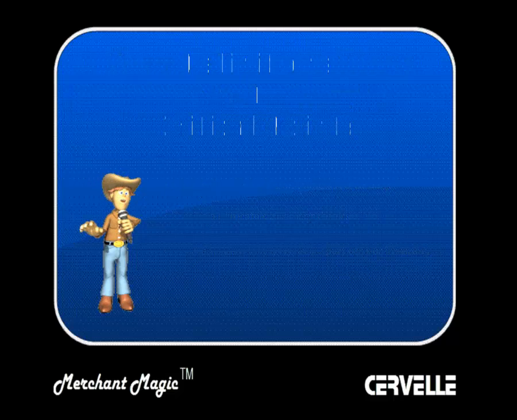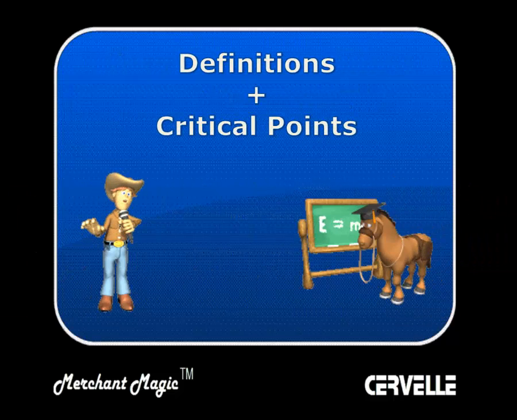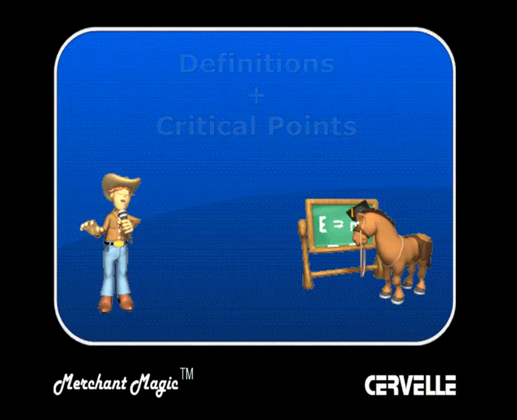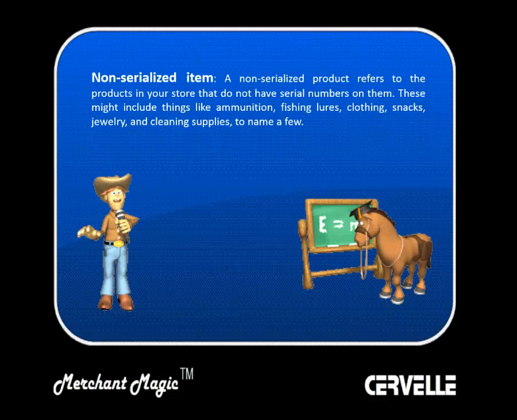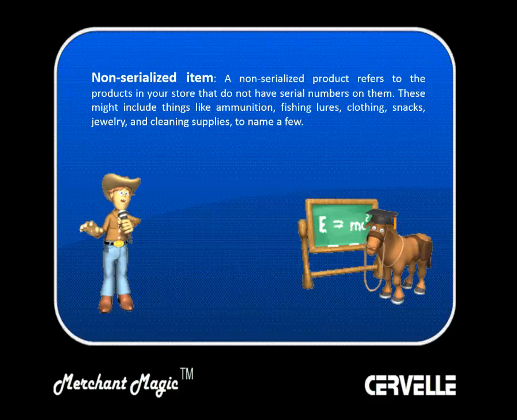Before we get started, there are a few definitions and absolutely critical points that we need to hammer home. Definition 1. Non-serialized item. A non-serialized item refers to the products in your store that do not have serial numbers on them. These things might include ammunition, fishing lures, clothing, snacks, jewelry, and cleaning supplies, just to name a few.